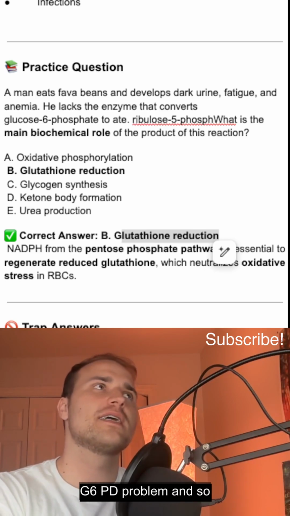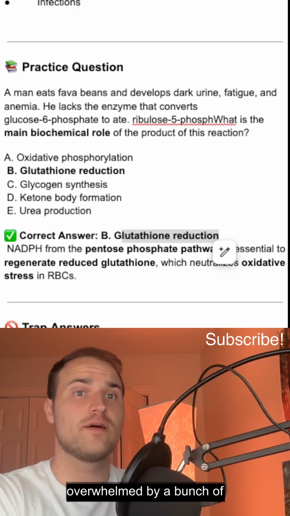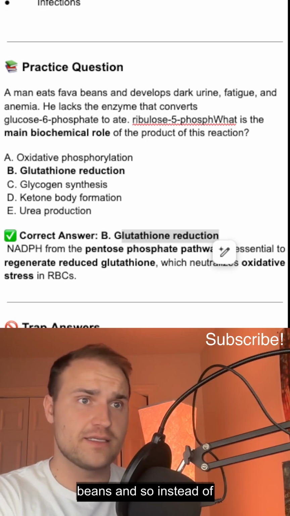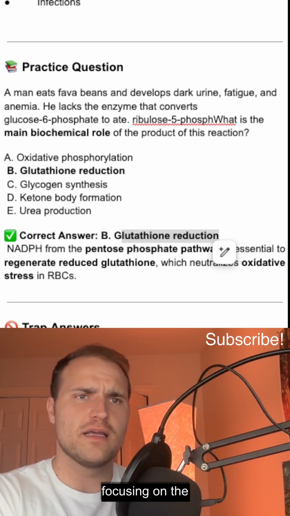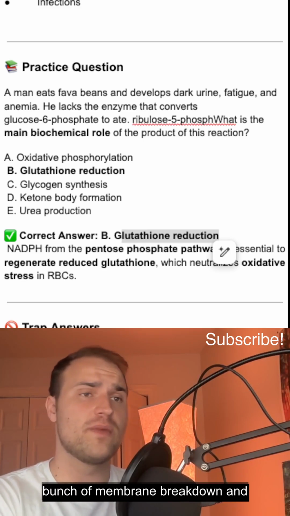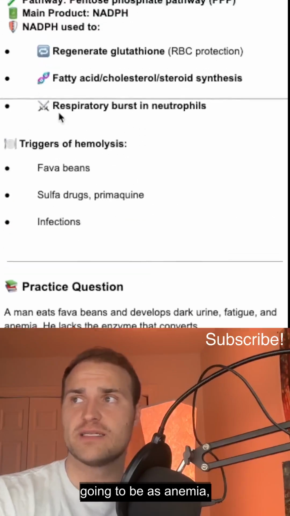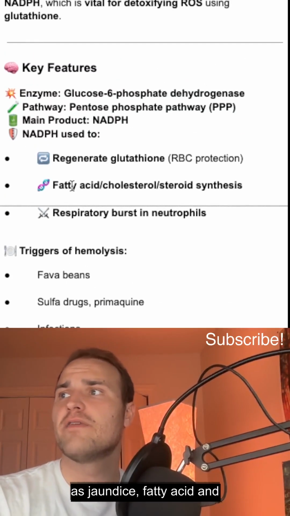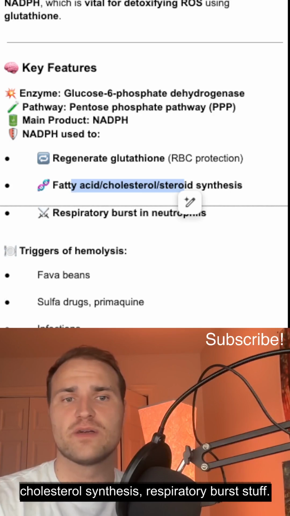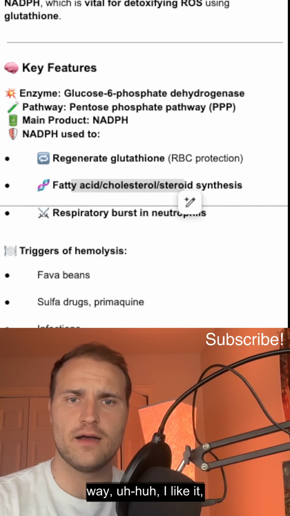Right? So this person's got a G6PD problem, and so he has a problem making these NADPHs. So he gets overwhelmed by a bunch of beans, and so instead of focusing on the antioxidant defense of red blood cells, they're focused on the beans. And so now you've got a whole bunch of membrane breakdown, and it causes the problems that you see in this patient, which is going to be his anemia, his jaundice. Yeah, that's the way to think about this. That's how you do it. That's the way. I like it.